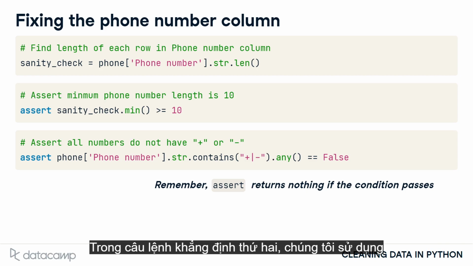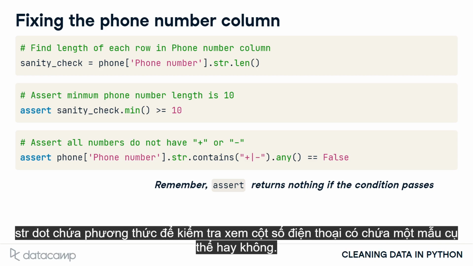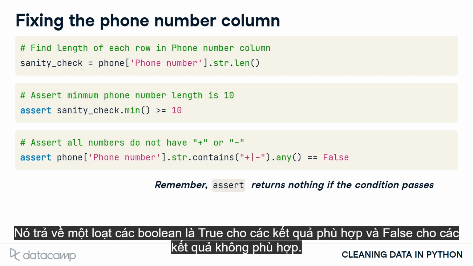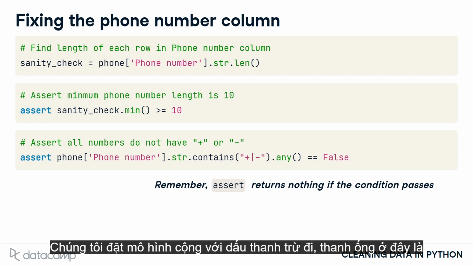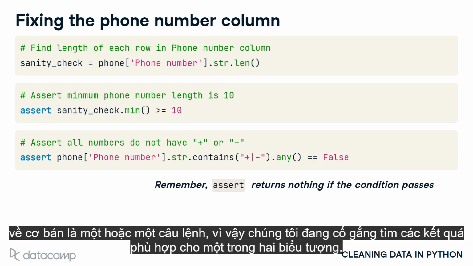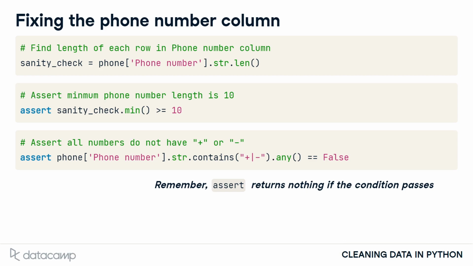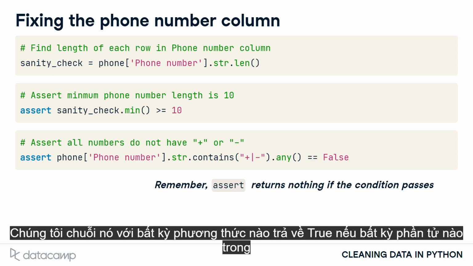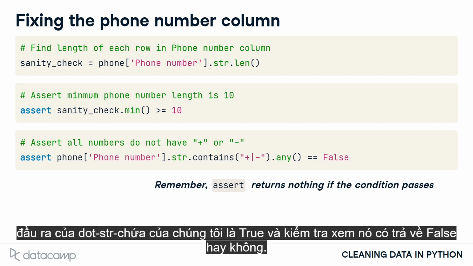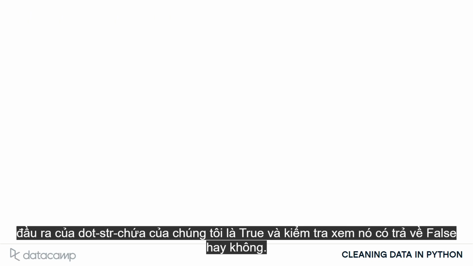In the second assert statement, we use the str.contains method to test whether the phone number column contains a specific pattern. It returns a series of booleans that are true for matches and false for non-matches. We set the pattern plus, bar pipe, minus, where the bar pipe here is basically an OR statement, so we're trying to find matches for either symbol. We chain it with the any method, which returns true if any element in the output of our .str.contains is true, and test whether it returns false.